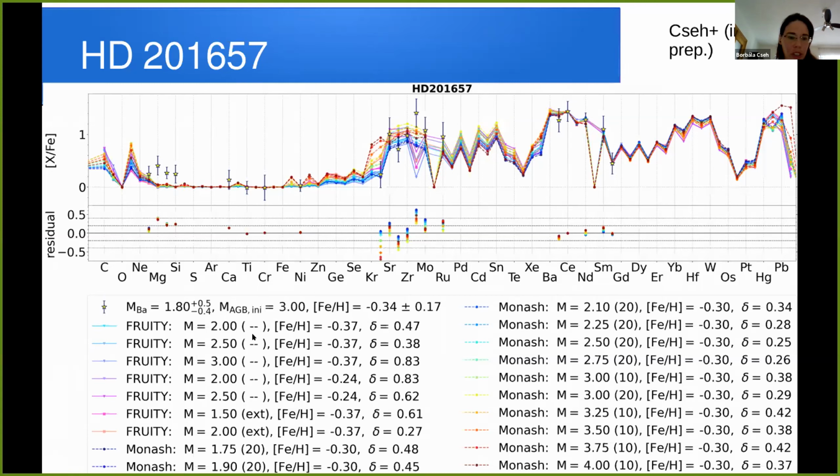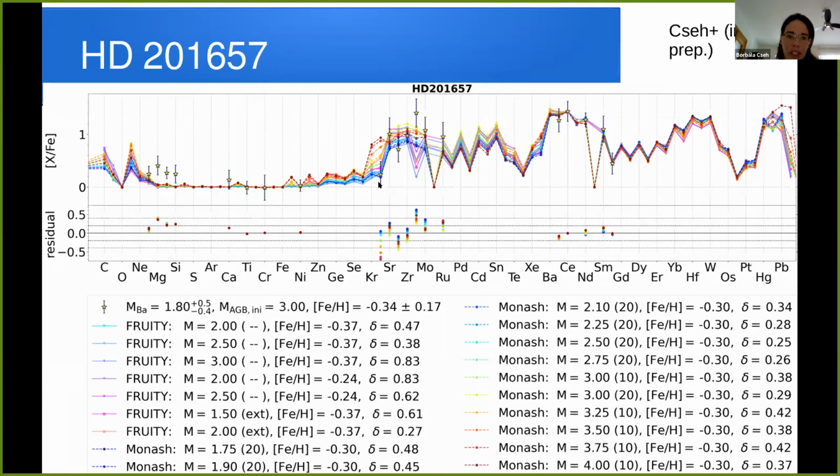C13 pocket sizes. For FRUITY, the normal pocket sizes are not shown because that's the standard. They have also extended ones, so a bit larger pocket. And for the Monash models, the larger numbers mean larger pocket sizes. So in this plot, you can see that the models at rubidium deviate a lot for the higher masses.